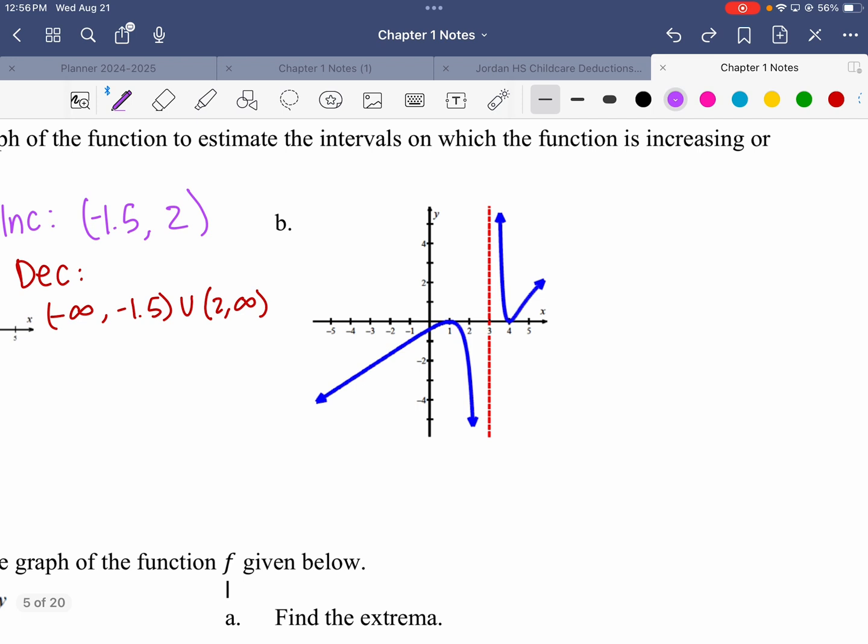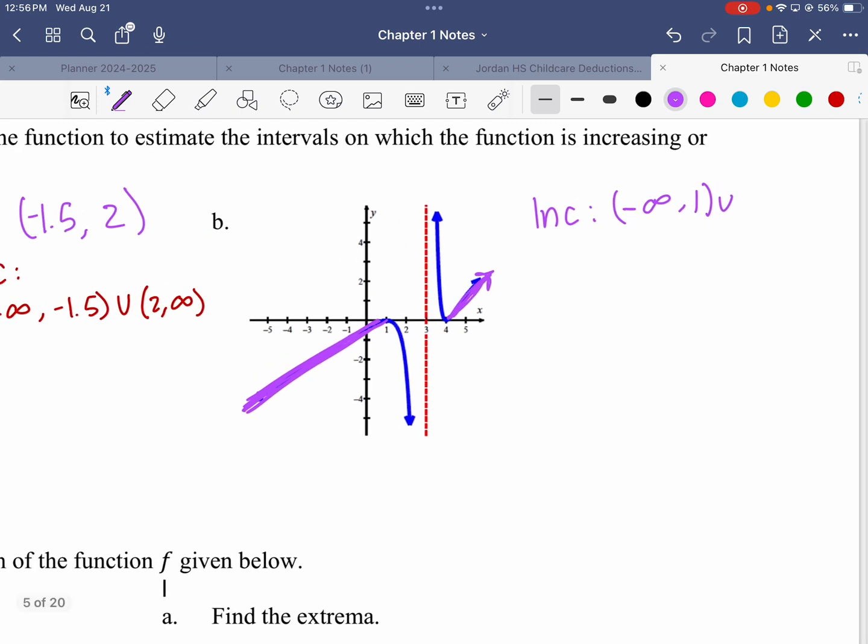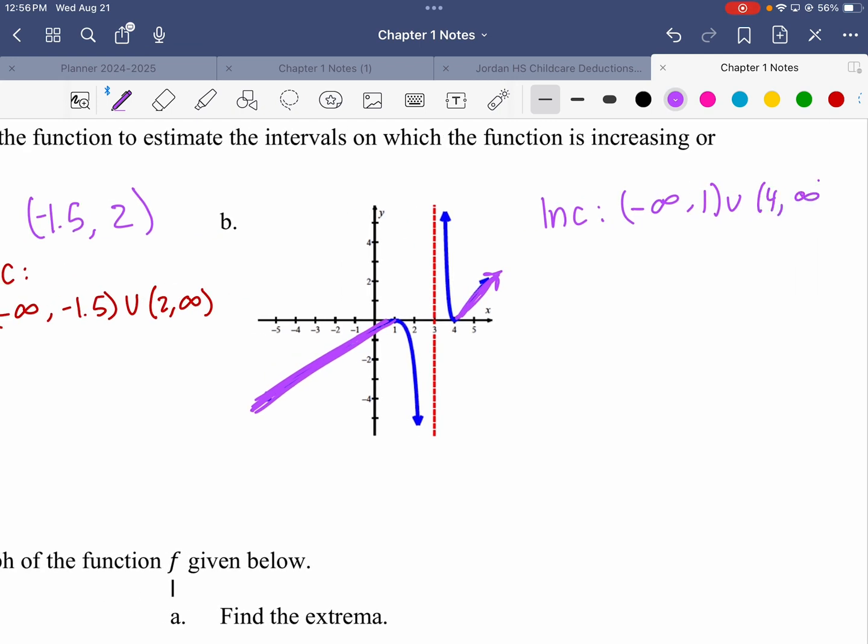Okay, how about for B? When is it increasing? So this chunk. What else? And this chunk. So sure, -infinity up until 1. And then also from 4 to infinity-ish. Okay? So where is it decreasing? 1 to 3, 3 to 4.